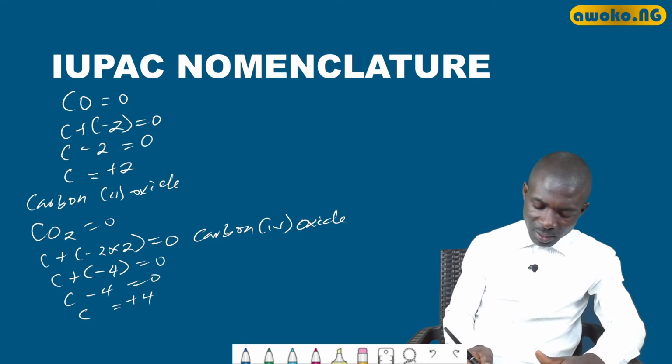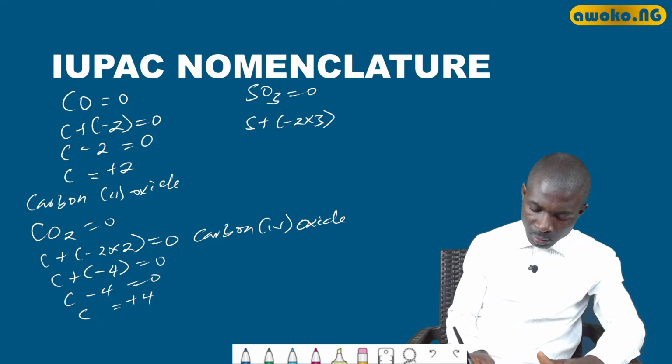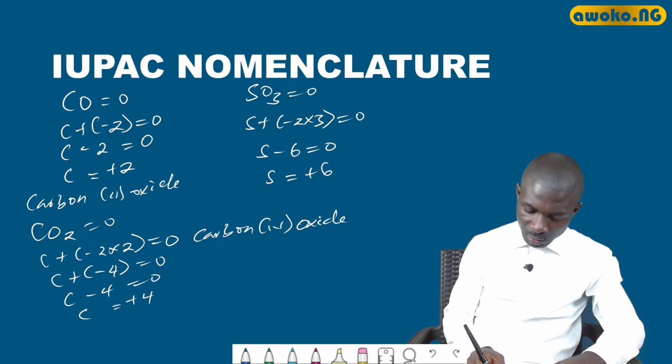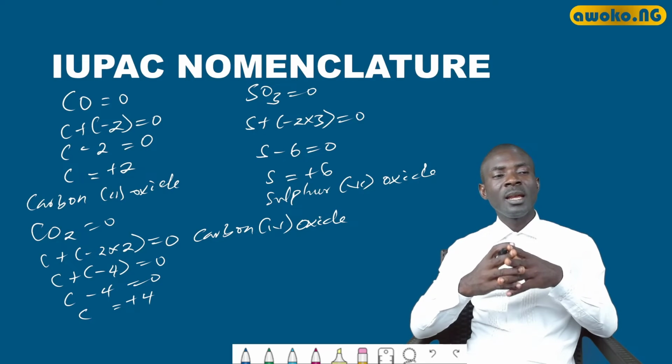Now we can also have another example like SO3 equal to 0. So S plus minus 2 times 3 equal to 0. S minus 6 equals 0. S is equal to plus 6. So the name of this compound is sulfur(VI) oxide. Okay, so that is how binary compounds are named, ending their name with the suffix IDE.